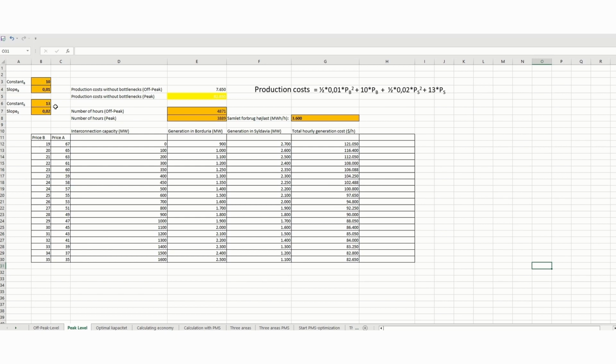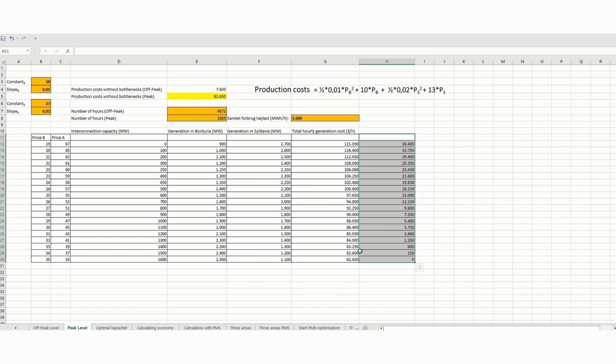Then we do the same type of calculations in the peak hours, and we have the same marginal prices. You can see that when we have reached a level where we have no constraints, the cost here will be $82,650 per hour. And this is the total cost, and this here will be the cost of having the constraint. And you can see at this level there's no constraint cost. And this is the total cost without constraints. It's the same value we have here.